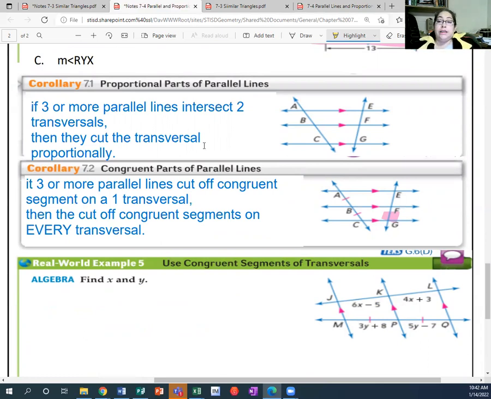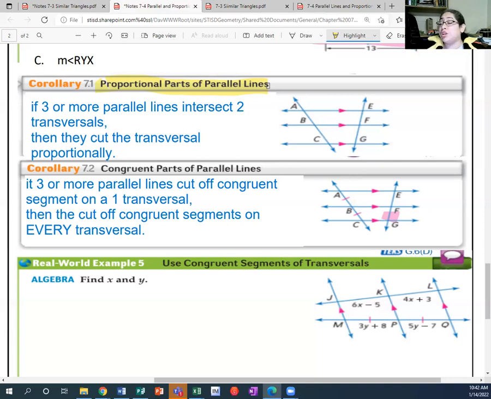The first corollary talks about the proportional parts of parallel lines, and it says this. If 3 or more parallel lines intersect 2 transversals, they cut the transversal proportionally. What? Lots of words in here.